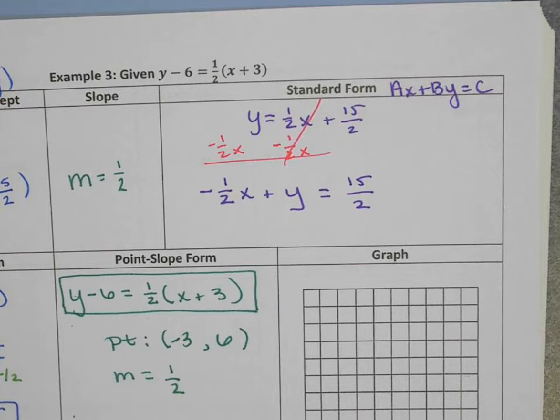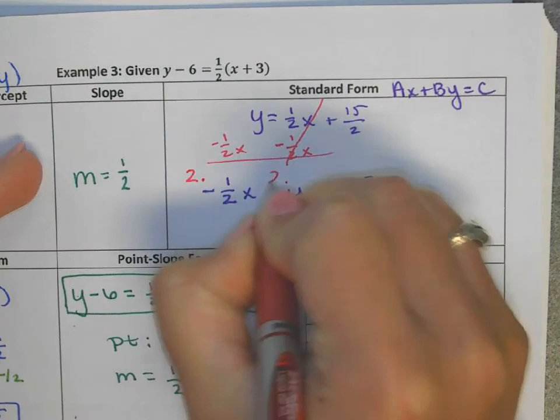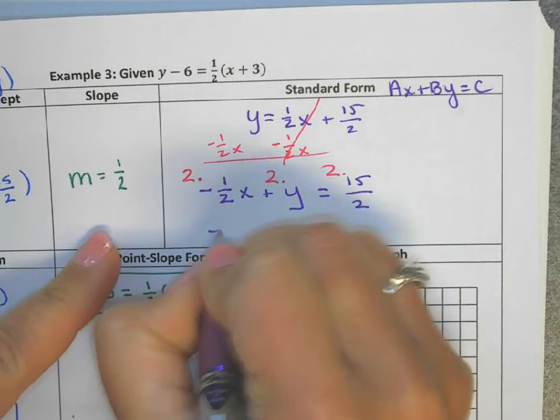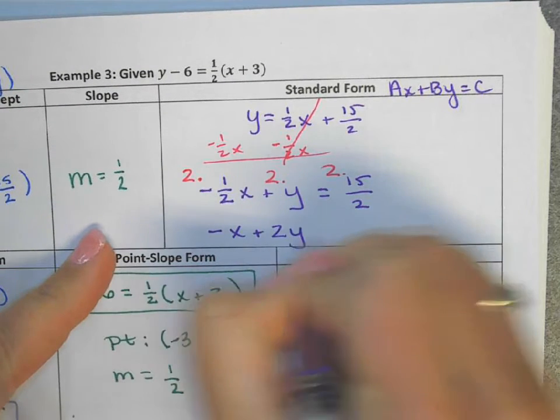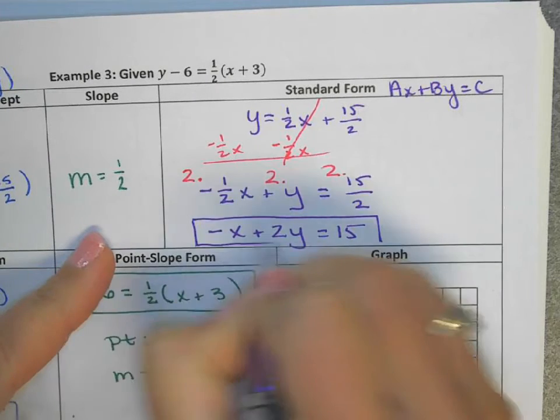Okay. Do we have to take this one more step? Yep. Go ahead. What is it? Multiply by 2. Yeah, times everything by 2. So we're going to multiply this term by 2, multiply that term by 2, multiply this term by 2. And we're going to get negative x plus 2y equals 15. And that's your answer.